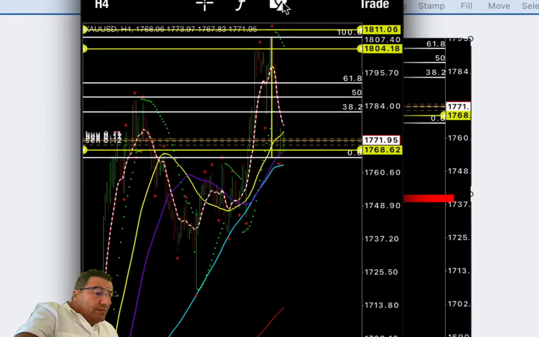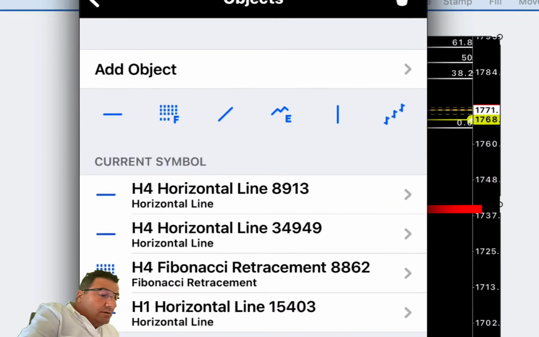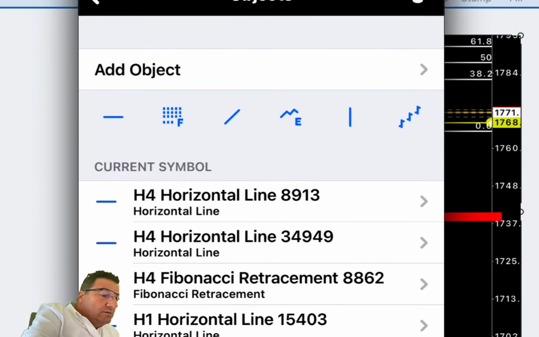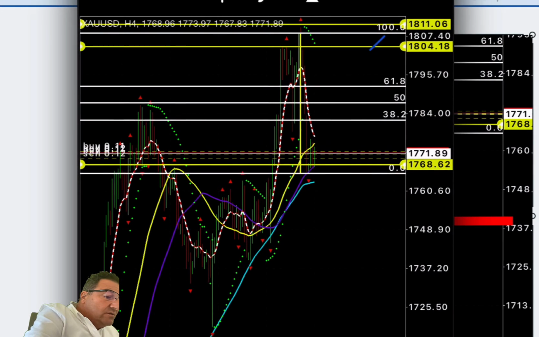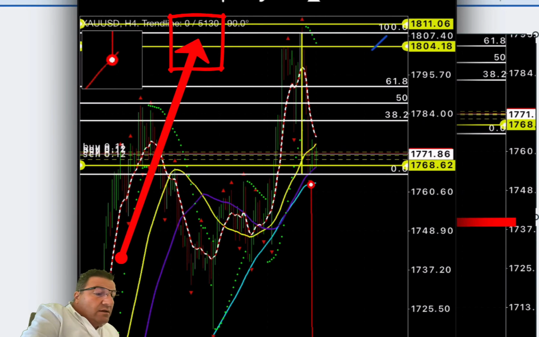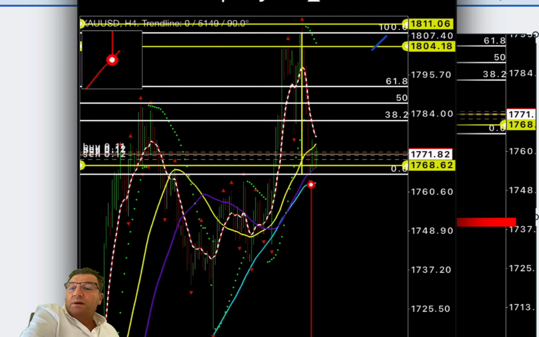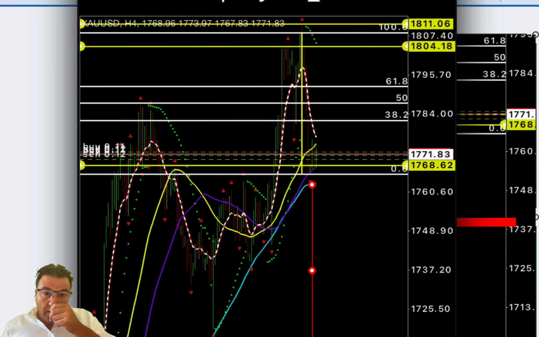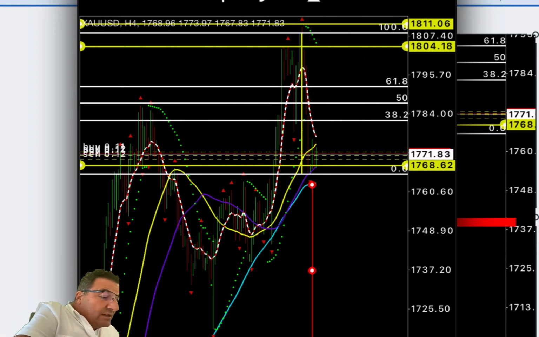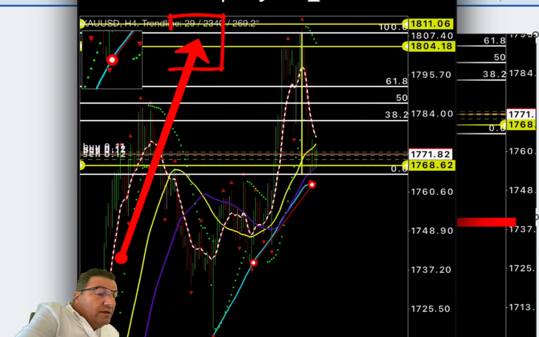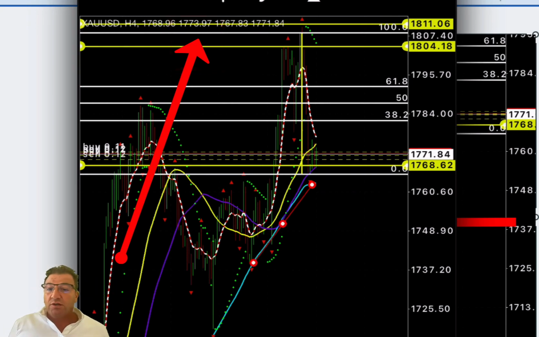Let's draw a line and let's see what that is. Yeah, 1737. So it's from there to there, top left-hand corner. That's 514 pips. Eish. Okay, that'll clear you. Even if you take it to there, it's 234 pips, which is my average.